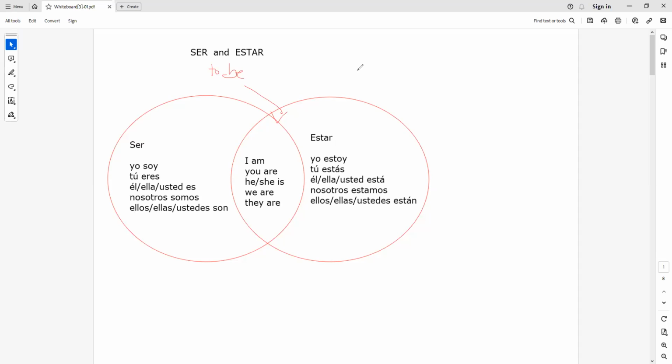Remember that usted and ustedes are formal forms of you or they, you all. Okay, so usted, you, and ustedes, they or you all.